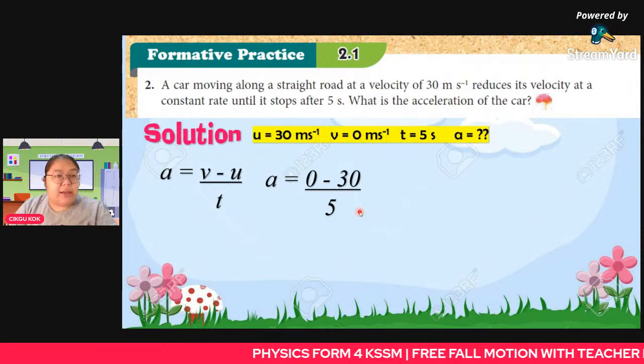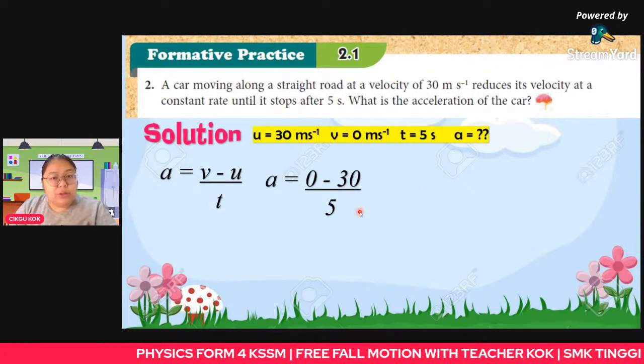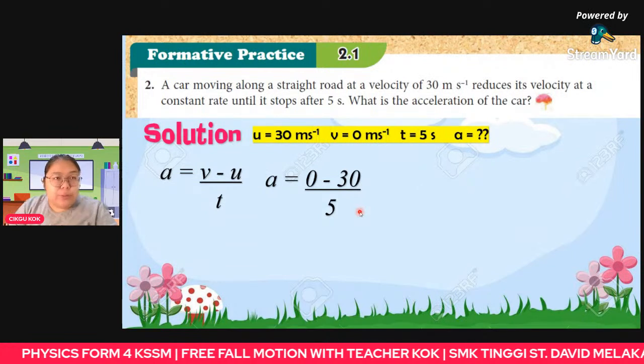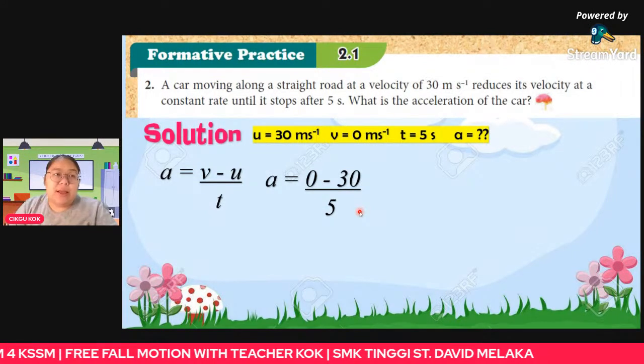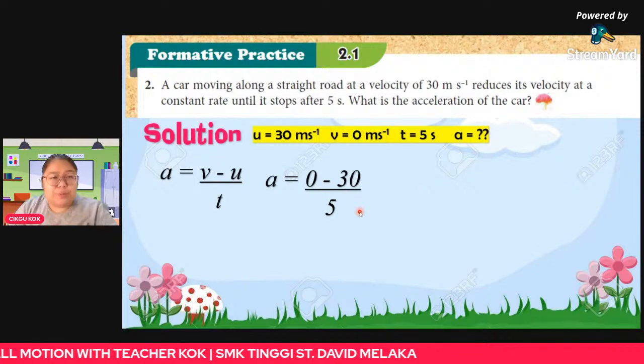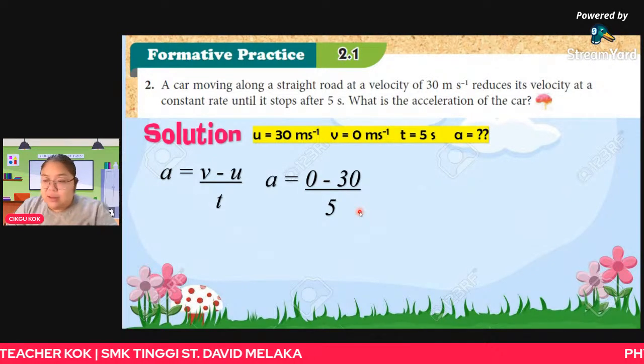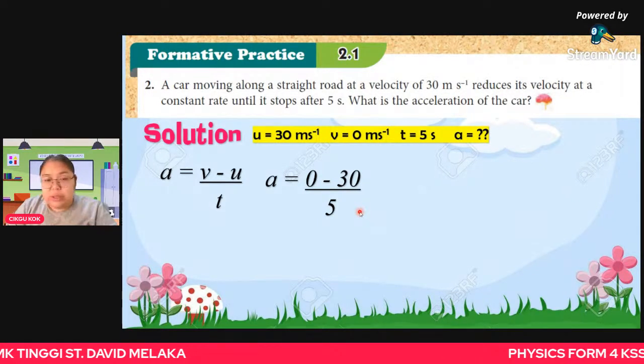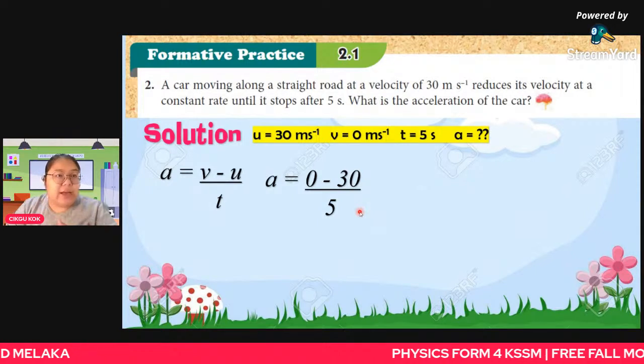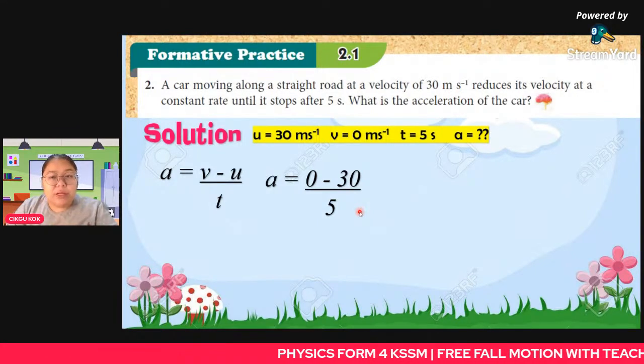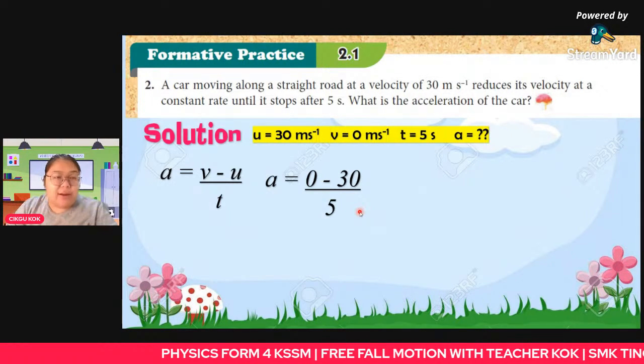Okay, what is the final answer? Your final answer, sure, you need to put a negative. After you put negative, that means you need to explain actually why the answer should be negative. Okay, so we just wait for the student to give me the final answer for the acceleration. Remember the unit also must be correct.